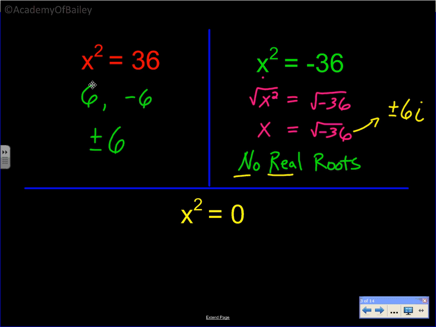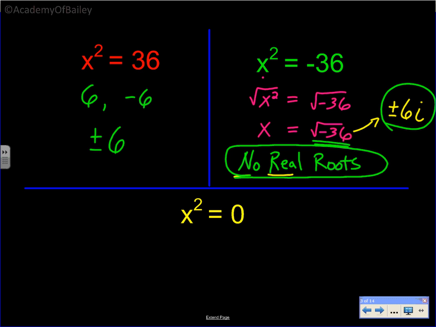But for this class, this is all I need you to know. This is all I need you to write down. If you have the square root of a negative number, you just write down no real roots. You'll come to this later. I just want to let you know that there are imaginary numbers. All right, so now we've covered the first example where you have two real roots, and this one here where you have 0 real roots.